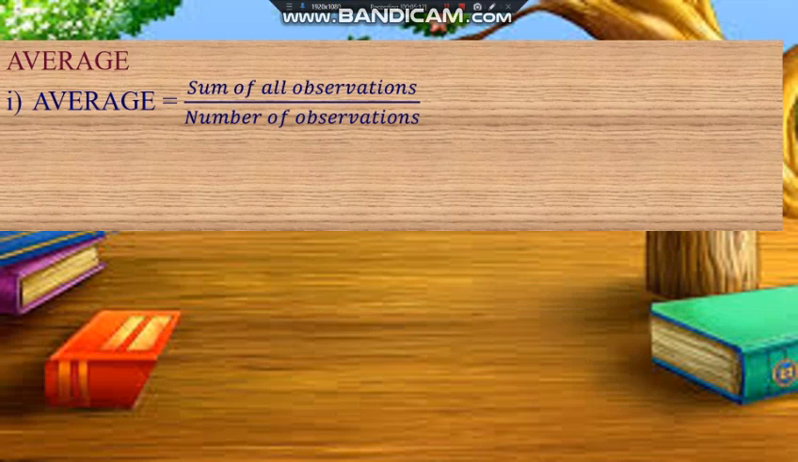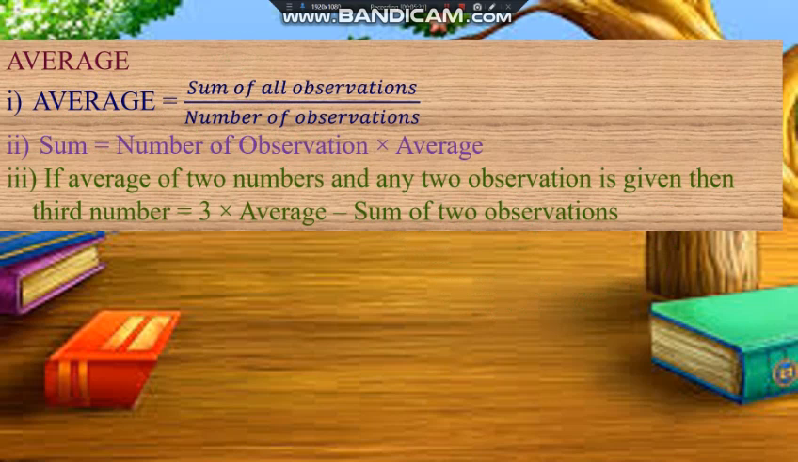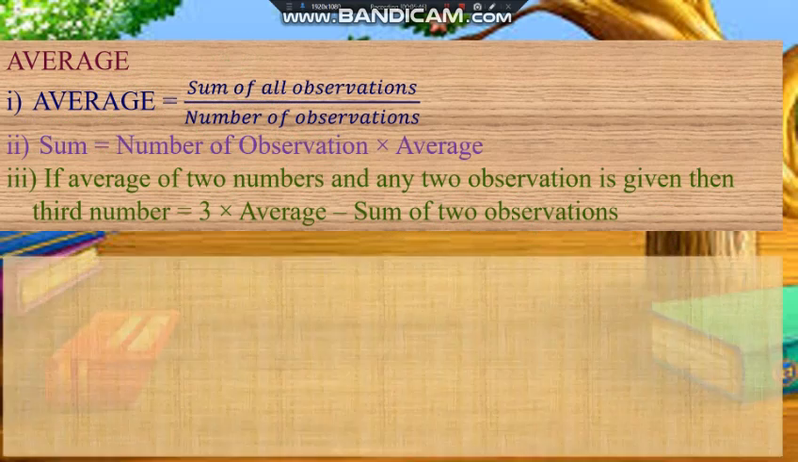Let's see average. Average formula is sum of all observations upon number of observations. Okay. Now, if we want to find the sum, then what we'll do? We will multiply average and the number of observations. Okay, dear students. Now, suppose you have been given the average and you have to find the third number if two observations are given, then the formula will be: third number equals 3 into average minus sum of two observations. Okay.